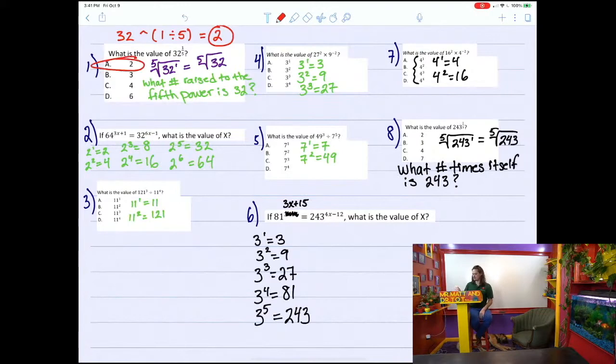No fruit fly in here, sorry. Number 2, if there's any questions about that, please let me know.